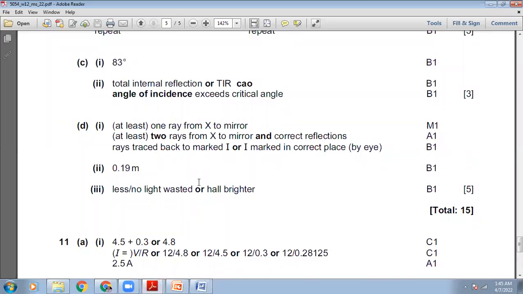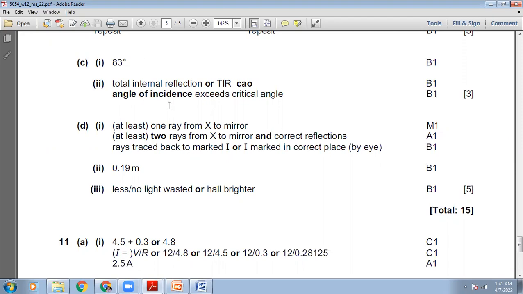It says at least one ray from X to the mirror, at least two rays from X to the mirror, and correct reflected rays traced back to the mark I, or I marked in the correct place.